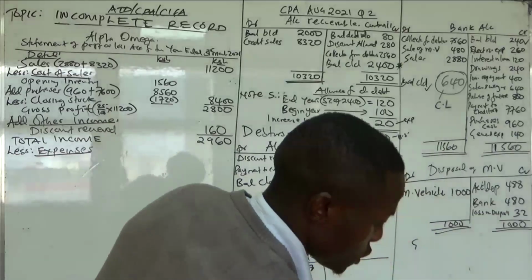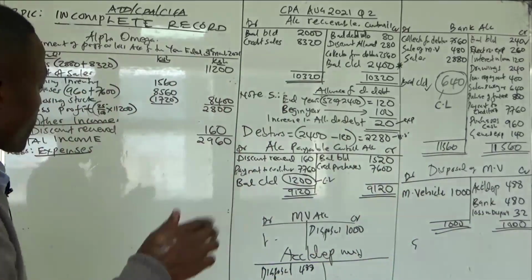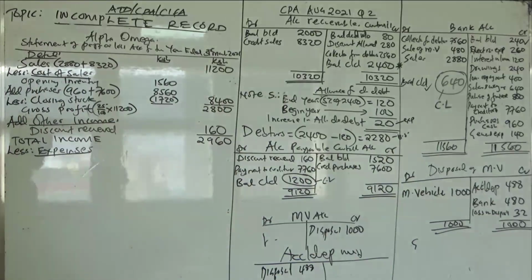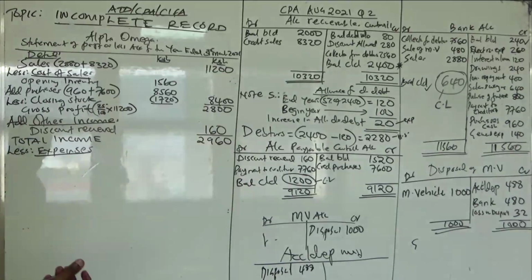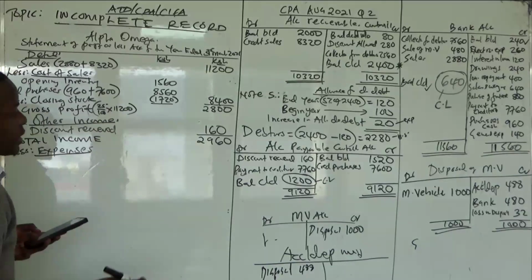So we can continue. So let us complete this one, then we do another question, another question in another topic as revision. So expenses, we start with expenses. We have electricity accrued.